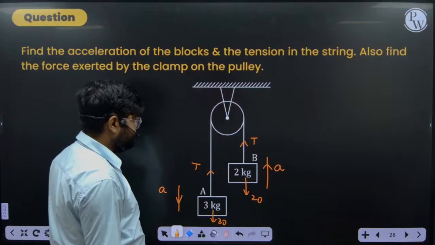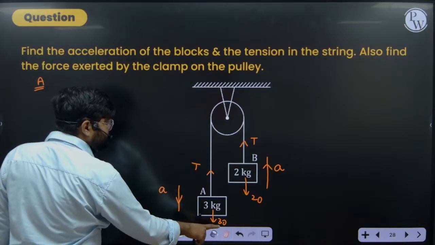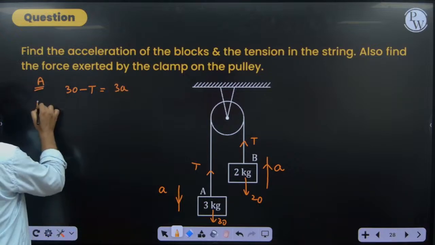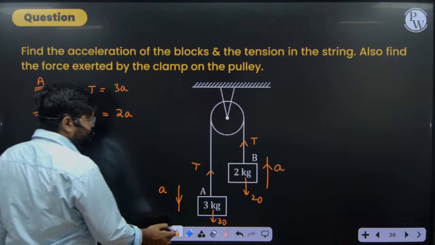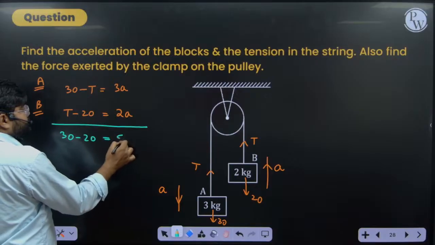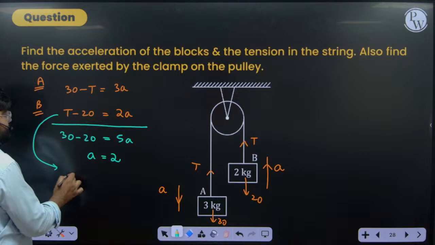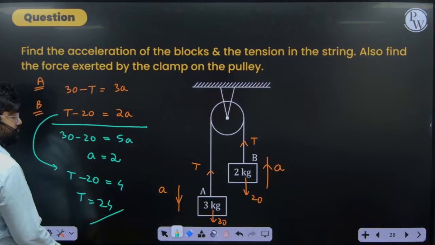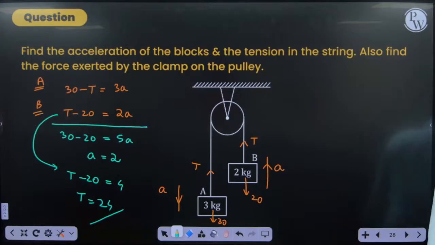Now let us write the equations. First I write the equation for A. If you see, 30 down, T up, acceleration down, so net force is 30 minus T equals to mass into acceleration. For B, what will we write? T minus 20 equals to mass into acceleration. Now we can easily solve this. If we add the two equations, we get acceleration as 2. And if we put the value of acceleration in any one equation, we get the answer of the tension. I hope this is clear to everyone. String pulley question, a very, very common kind of question.